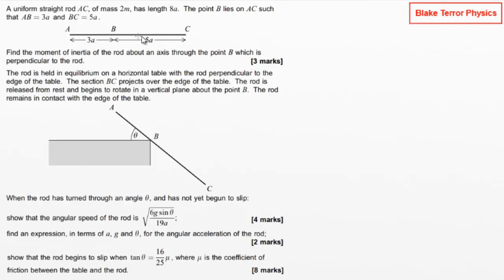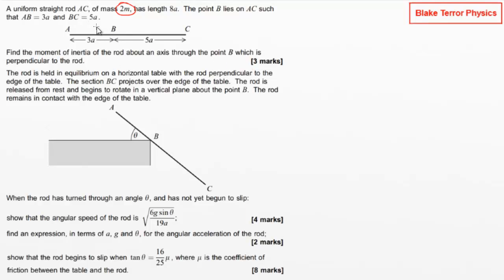Right, so what have we got in the text that isn't in the description? What is in the text isn't in the diagram. In this first part, we've got a uniform rod AC, mass 2m, that's not in the picture, length 8a, they've marked that on. Point B lies where it does according to that. So it's just this 2m that we've got to add on to the picture. So find the moment of inertia of the rod about an axis through the point B.